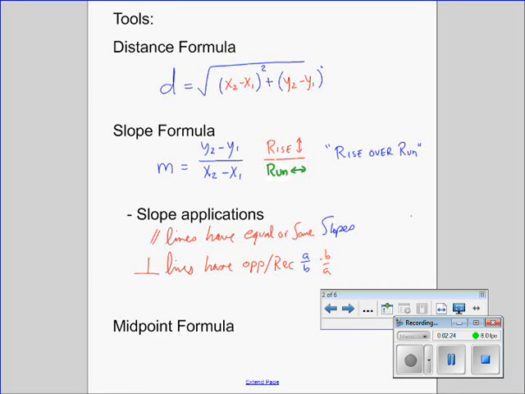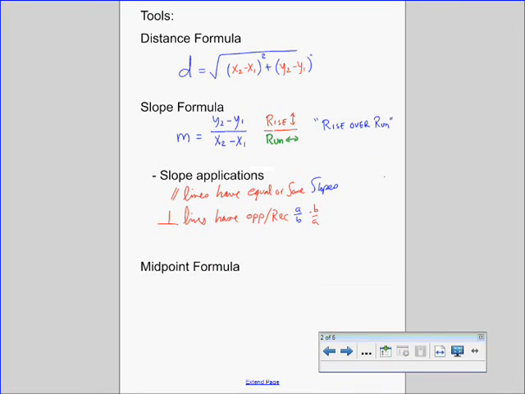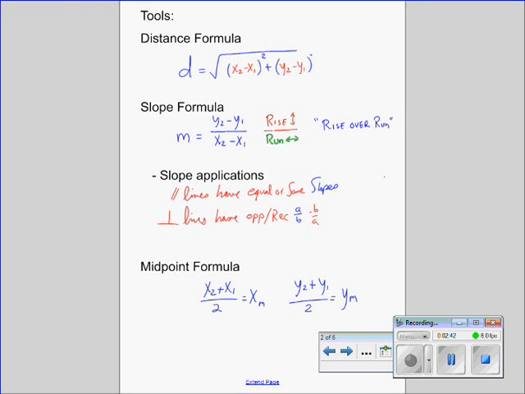Okay? And then lastly, one of the things that we'll want to remember is the midpoint formula. So the midpoint formula helps you calculate an x value of a midpoint. And remember, a point is an x and a y. So there's how you'd calculate the y value. Okay? Make sure you know how to use those as we move forward.